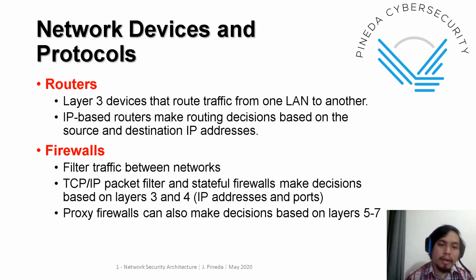And we also have firewalls. They filter traffic between networks. In some books, they define firewalls as a device that enforces a policy. TCP/IP packet filter and stateful firewalls make decisions based on layers 3 and 4, while proxy firewalls can also make decisions based on layers 5 to 7. Again, the positioning of these types of firewalls depends on the architecture that you are planning to do.